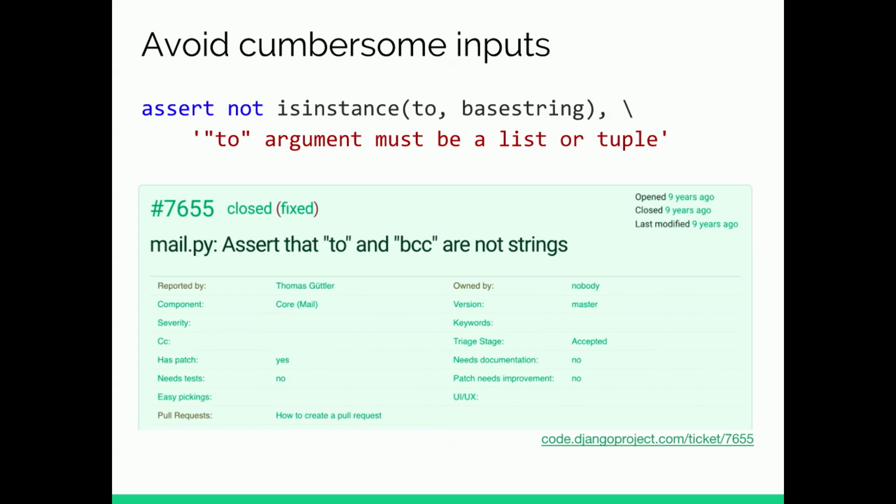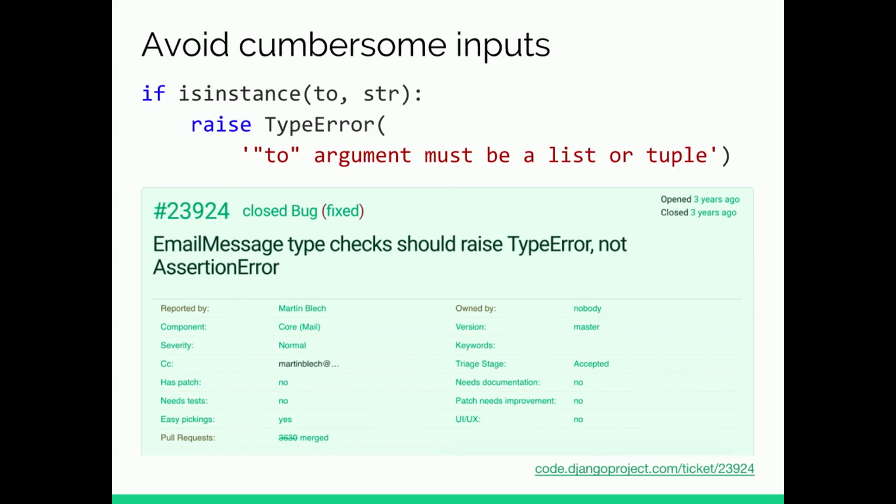And Django fixed that by asserting that you are not passing a string. But that's not the best solution. The best solution is to raise a type error. It's an even better solution. In fact, I think the best solution of all would be to accept a single string. And in fact, Scrapy had the same bug, and they solved it like that. They accept a single string too. But Django opted to raise a type error if you pass a to argument as a string instead of a list or a tuple.